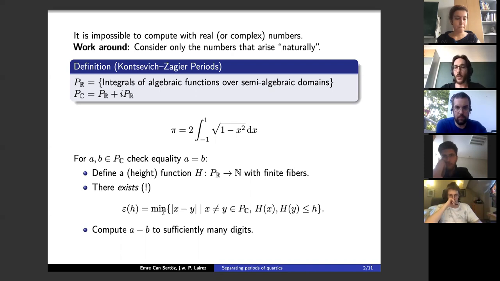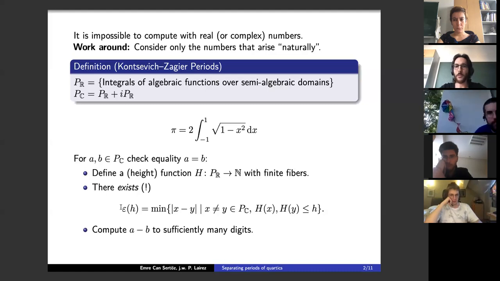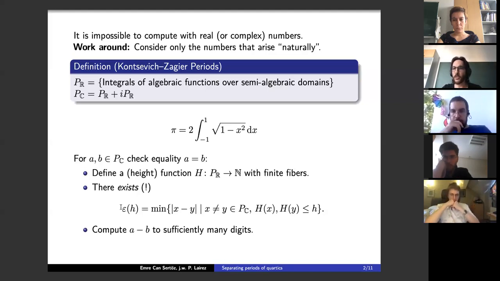So this is how you would be able to check for equality, except there's an exclamation mark here precisely because this epsilon exists, but we have no way of evaluating this epsilon. And this is an open problem when it comes to periods, to devise a strategy to effectively evaluate epsilon. We will tackle a portion of this problem here. But let me mention the connection to geometry.